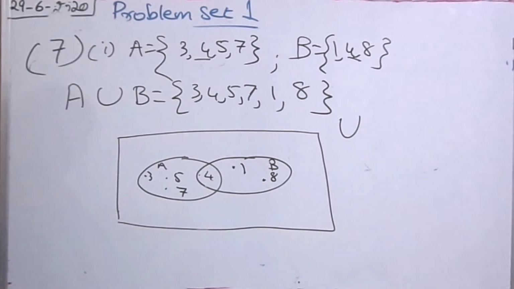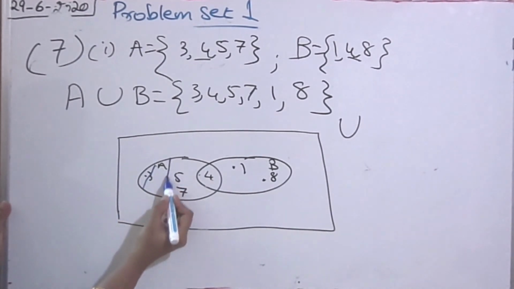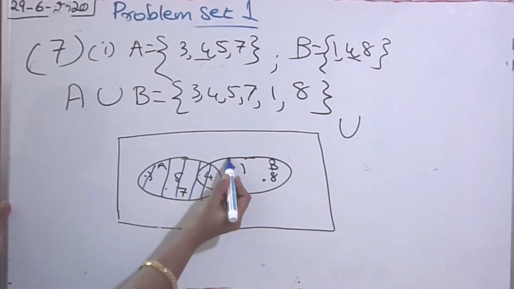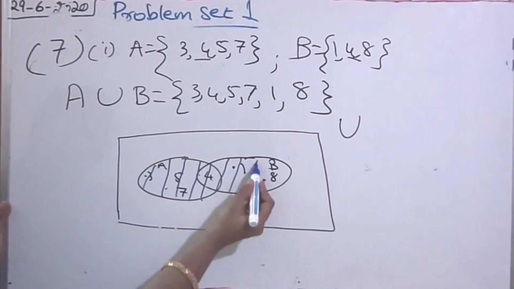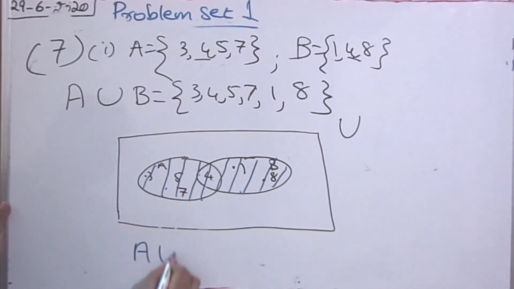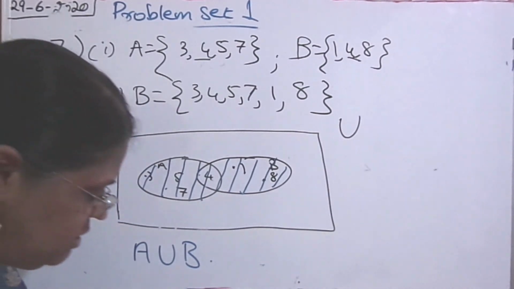Now you are showing A union B. You have to show it, shade it and show. So this is your A union B. Shade it with a pencil. You have to do it with a pencil. Shaded part is A union B. Is that clear? So second sum for homework. I am doing the third one.